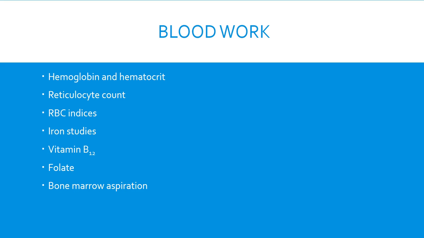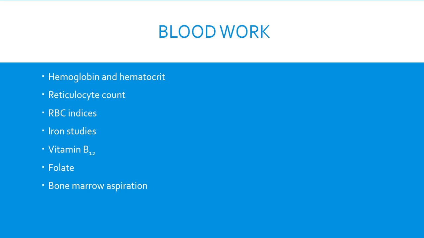So as far as blood work, they're going to look at the hemoglobin and hematocrit. They'll look at the reticulocyte count. They'll do the RBC indices, iron studies, vitamin B12, folate, and bone marrow aspiration. The bone marrow aspiration is more to find out if there truly is a production problem, as opposed to your anemia being due to the fact that you're either bleeding somewhere or not consuming enough vitamin-rich foods that will help with the production of the red blood cells.